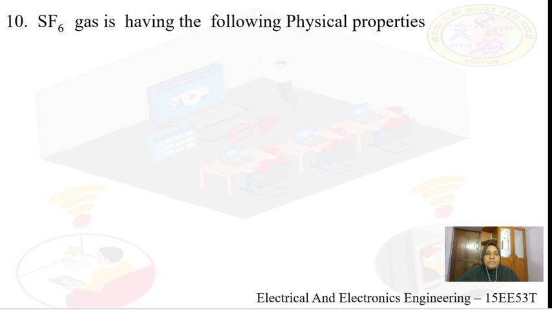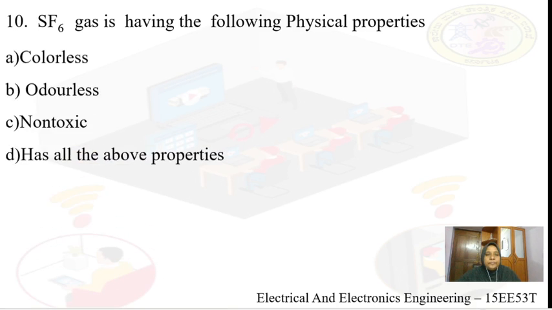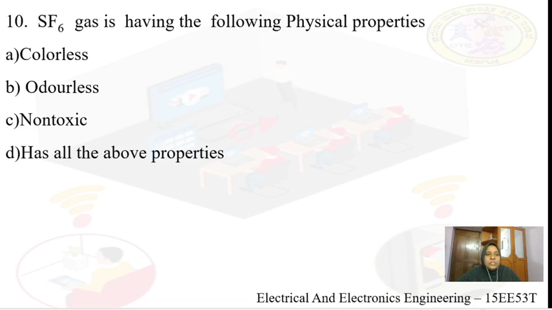Coming to the 10th one, SF6 gas is having the following physical properties. The first one, colorless, second one odorless, third one non-toxic, fourth one has all the above properties. So when I was explaining the physical properties of SF6 gas, I told you it is a colorless, odorless, non-toxic, non-inflammable gas. So your option should be answer D, has all the above properties. So these are the few MCQs designed on the topic which we have discussed today. I hope your concepts are clear with these MCQs.